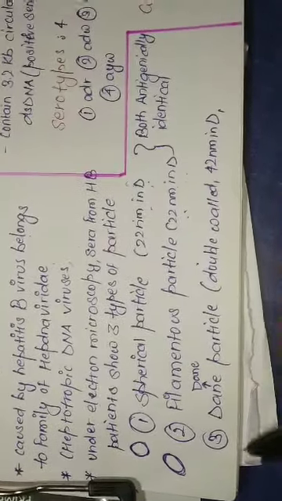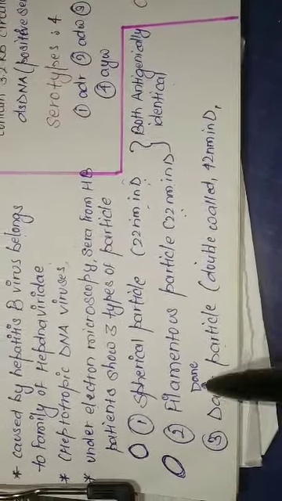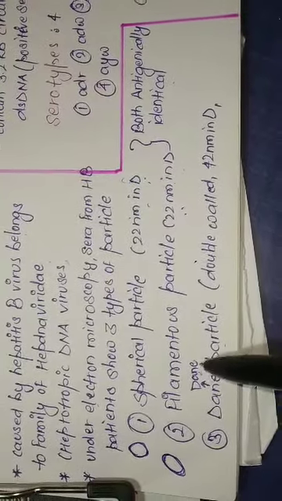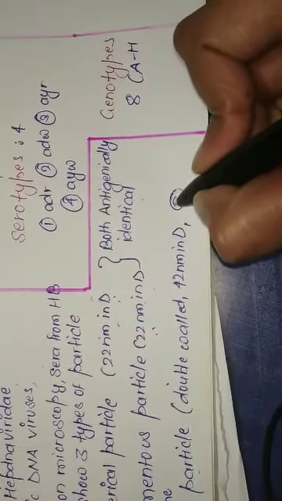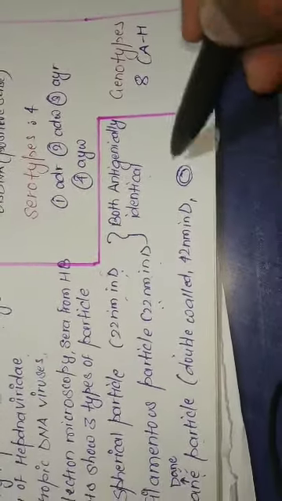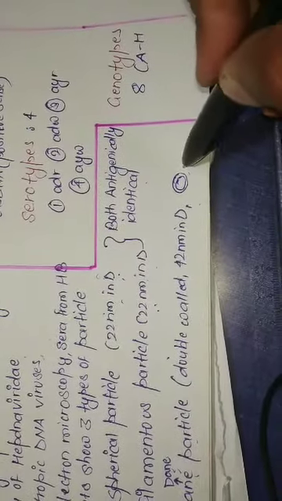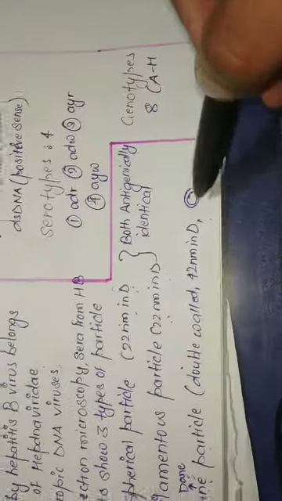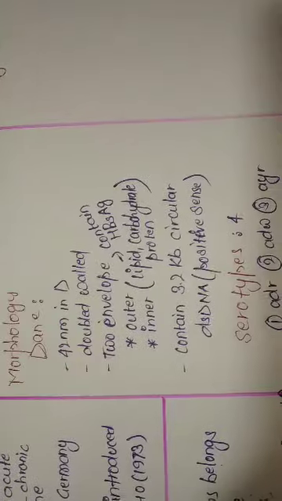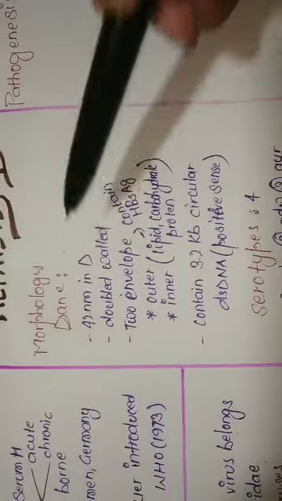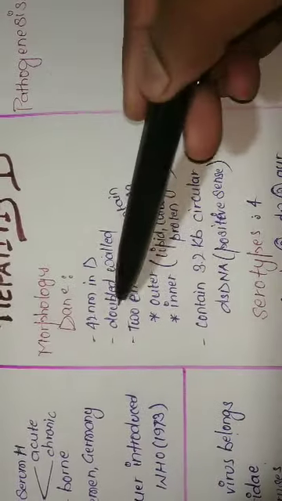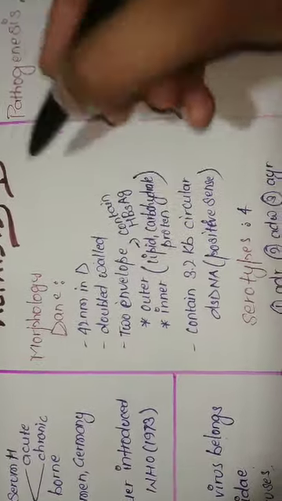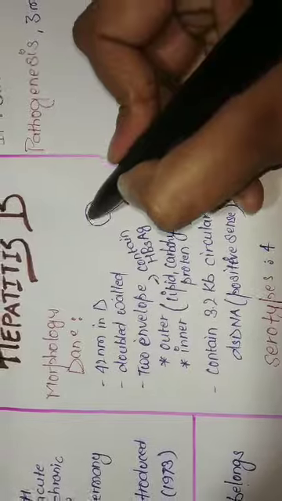The third particle is the Dane particle, which was discovered by a scientist named Dane. This Dane particle is a double-layered particle whose size is 42 nanometers in diameter. Now we'll discuss the morphology of the Dane particle. It's 42 nanometers in diameter, double walled, and as I said, it has two layers.